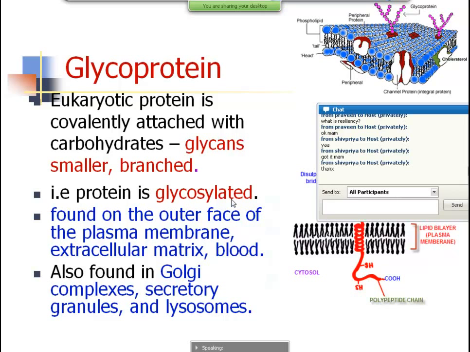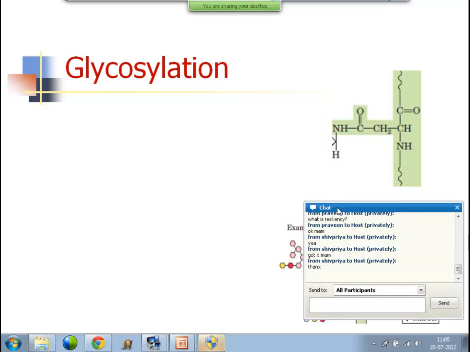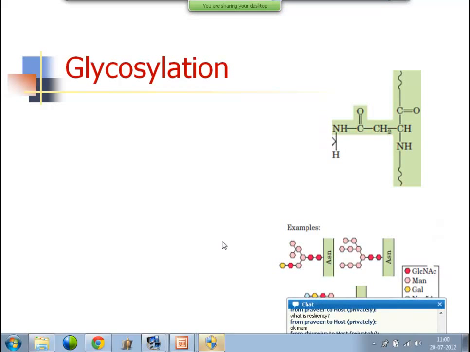So these glycoproteins are not restricted to the extracellular membrane of the outer cell, but are also present inside several organelles, attached to the membranes of organelles like lysosomes, the Golgi complex, etc. So what is this glycosylation like? Very simple to understand.